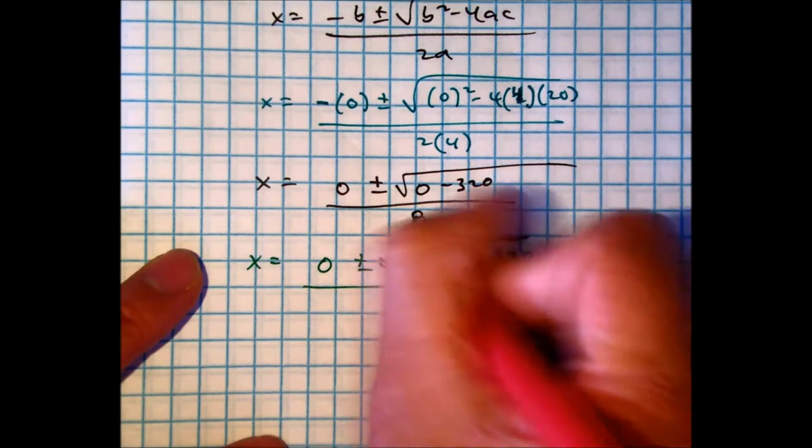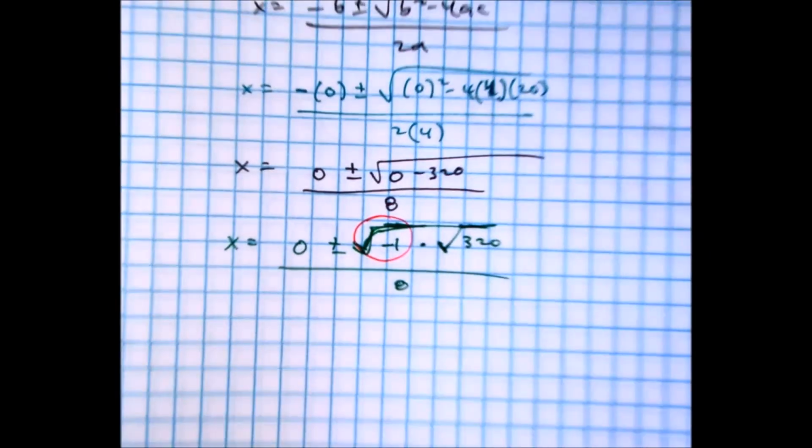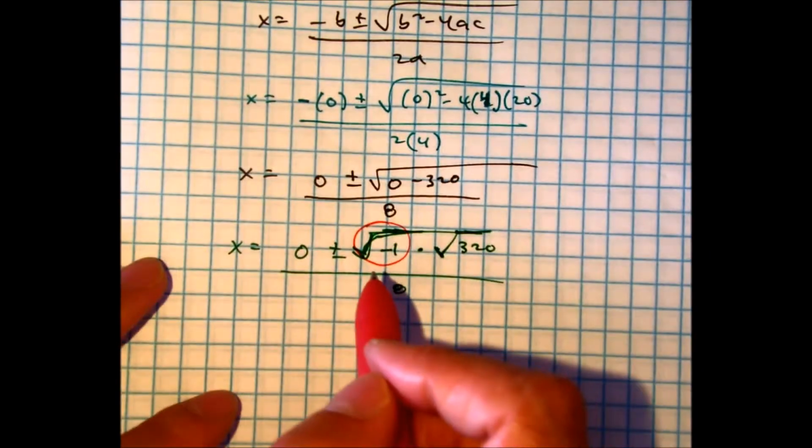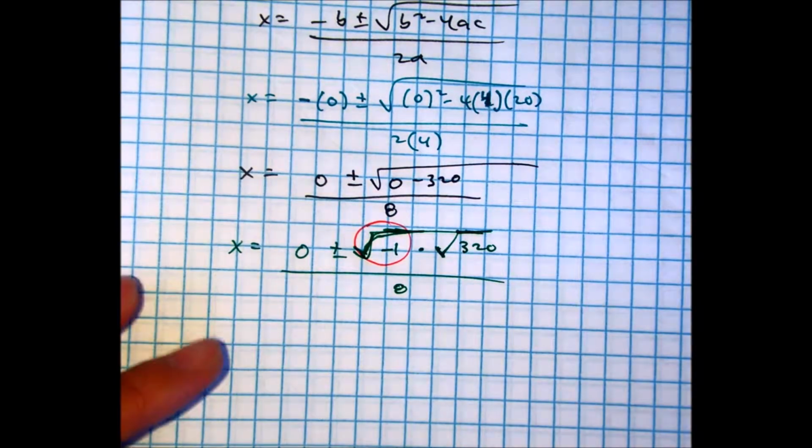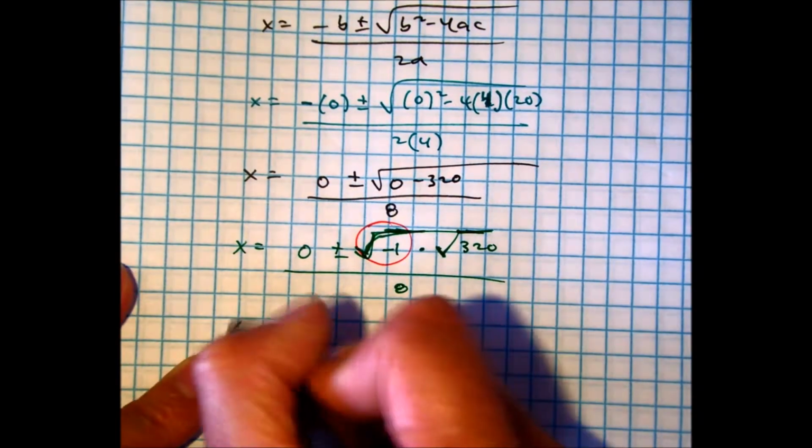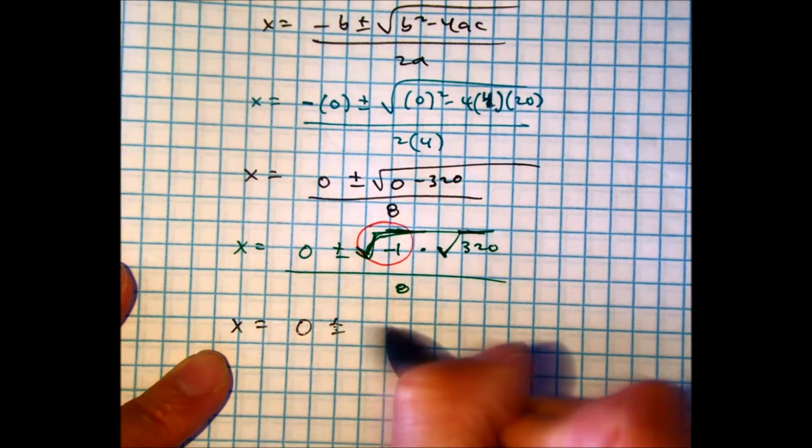So class, this one becomes... What did Pirate say? I. 0 plus or minus I.